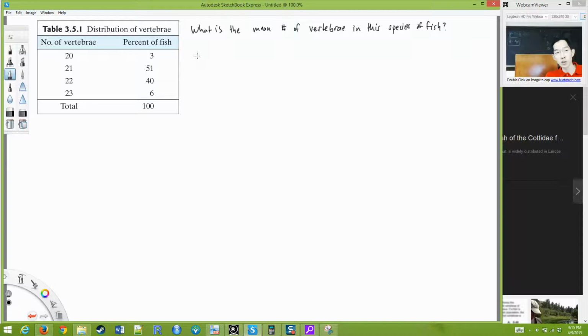It's important that we do not do this: 20 plus 21 plus 22 plus 23 divided by 4 equals 21.5. That is not correct. This assumes that each of these values shows up equally likely, and that's not the case. This only works for samples of data. Sample mean, sum of y over n, only works for samples of data.